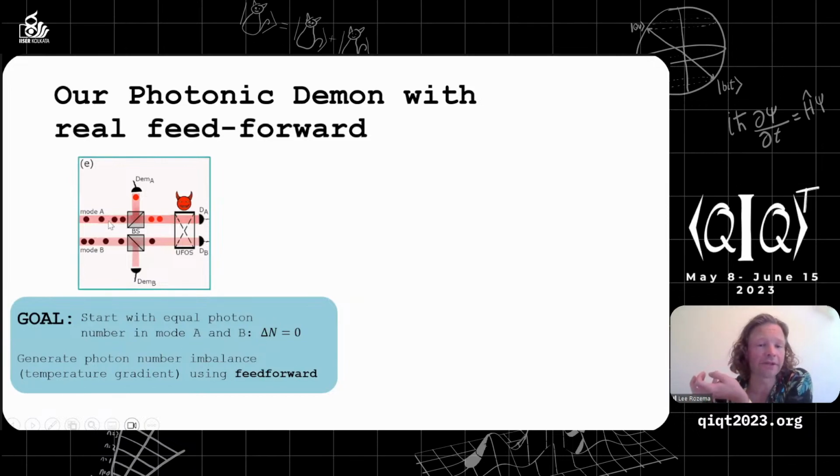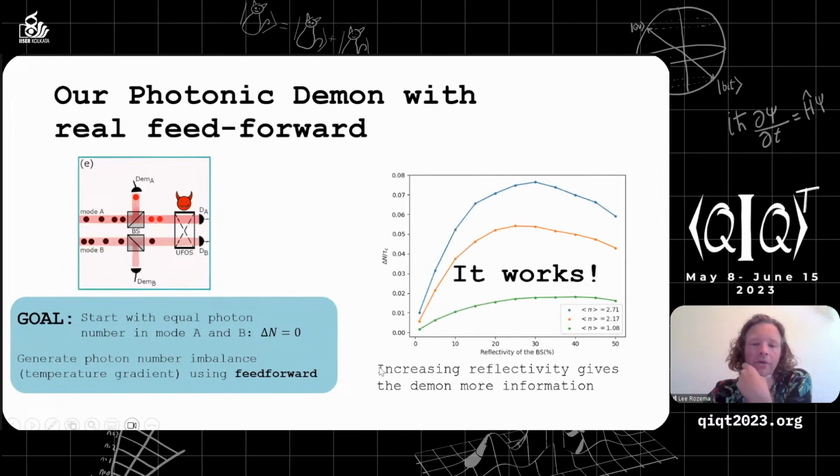So again, the goal: start with an equal photon number imbalance, and then generate a photon number imbalance by using our feed forward technique. And what's plotted here are the results of our experiment. This is the photon number imbalance on the y-axis, normalized by the coherence time for technical reasons. And then what we're doing is we're increasing the reflectivity of the demon's beam splitters. These beam splitters, the way we implemented it, we had variable reflectivity, and we could tune the reflectivity from 0 to 50%.